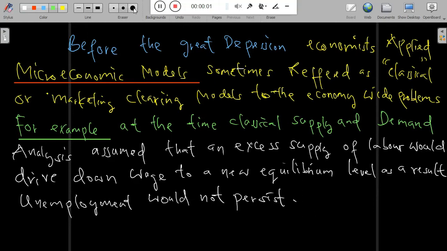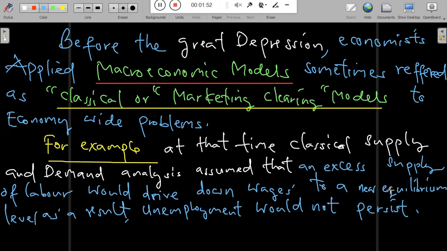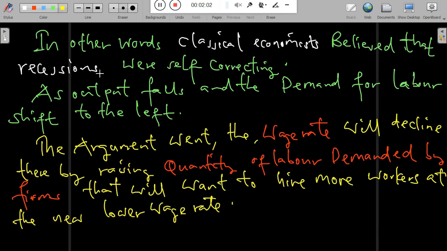Before the Great Depression, economists applied macroeconomic models, sometimes referred to as classical or market-clearing models, to economy-wide problems. For example, at the time, classical supply and demand analysis assumed that an excess supply of labor would drive wages down to a new equilibrium level, so unemployment would not persist. Most of the key ideas of the classical model were different from the new ideas of macroeconomics.